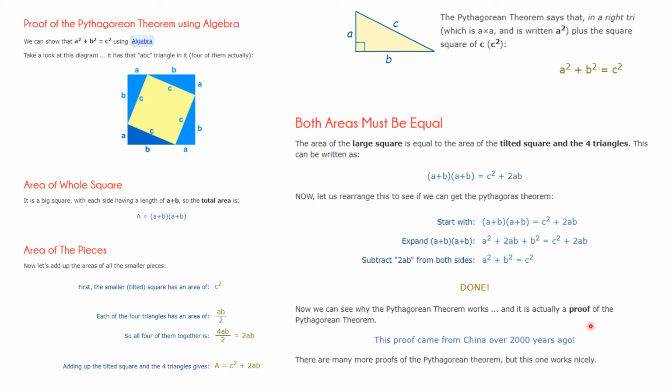We're done. This proof came from China over 2,000 years ago, and there are many proofs of the Pythagorean theorem, but this one works very nicely. And in fact, one of our presidents, James Garfield, had an original proof of the Pythagorean theorem.